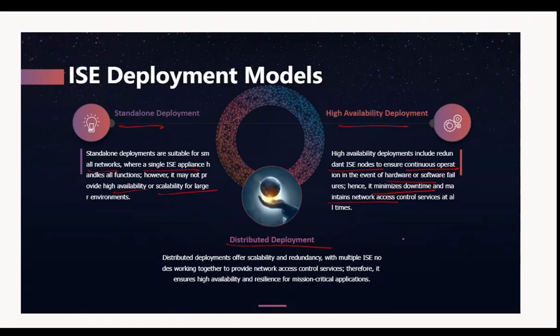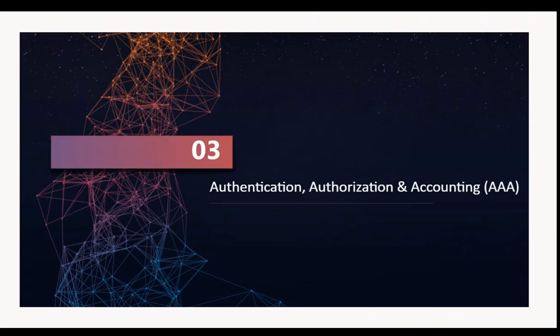Then, along with the standalone and high availability deployment, we also have a deployment type called distributed deployment, which offers scalability and redundancy with multiple ISE nodes working together to provide network access control services. Therefore, it ensures high availability and resiliency for mission critical applications. So, these are the three main deployment models of ISE.